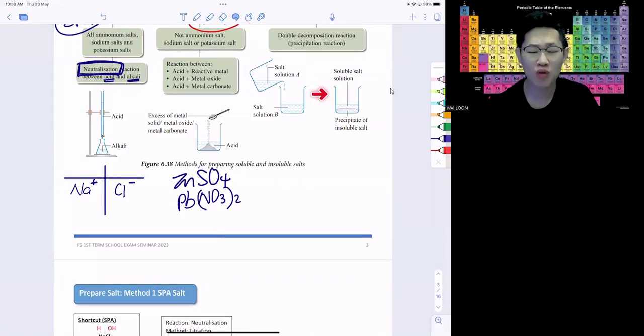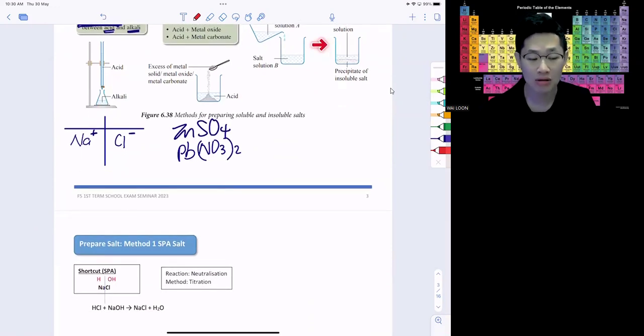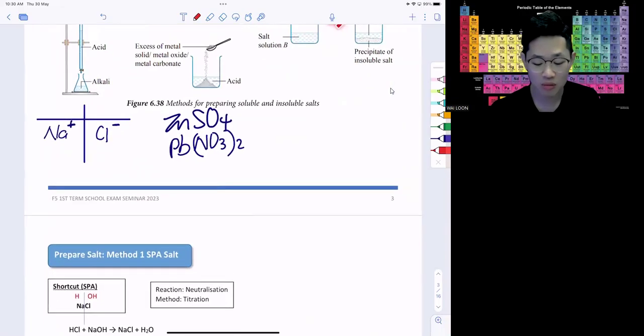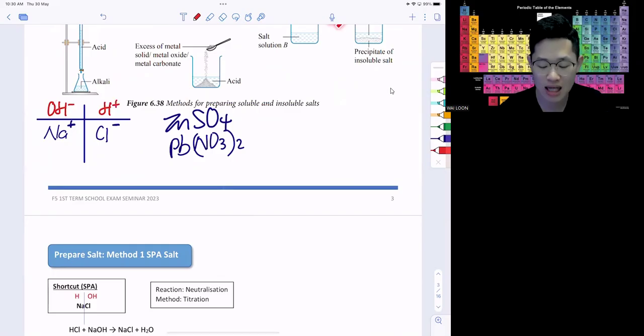So whatever you want to get in the end, you put it into the cross. I want to get NaCl, I put NaCl into the cross. And then we need an acid and alkali to make sure that our reactant is an acid and alkali. On top of the cross, we write OH minus, H plus. OH minus is alkali solution. H plus is acid, right?